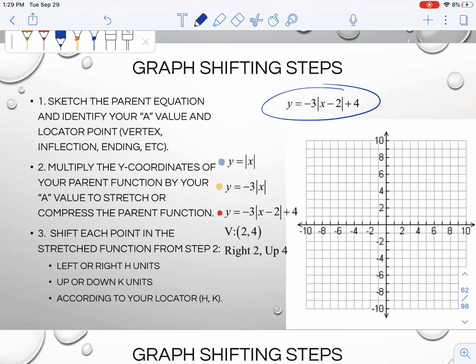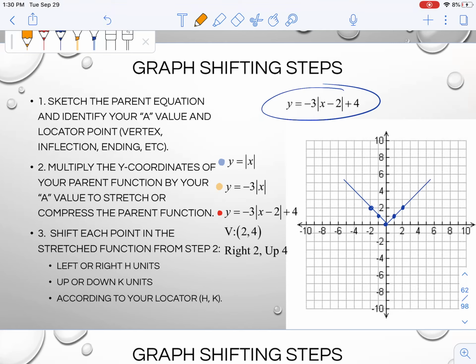So in terms of graph shifting, it's a three-step process. We want to sketch the parent function. This is absolute value, so in blue, I'm going to sketch y equals absolute value of x. So I have critical points at (0, 0), (1, 1), and (2, 2), and I'm going to have points at (-1, 1) and (-2, 2). The function looks something like this.